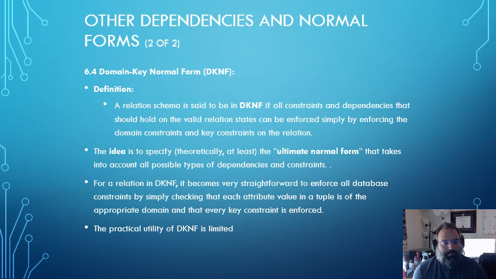Domain-key normal form, definition. A relation schema is said to be in DKNF if all constraints and dependencies that should hold on the valid relation states can be enforced simply by enforcing the domain constraints and key constraints for the relation. The idea is to specify, theoretically at least, the ultimate normal form that takes into account all possible types of dependencies and constraints. For a relation in DKNF, it becomes very straightforward to enforce all database constraints by simply checking that each attribute value in a tuple is of the appropriate domain and that every key constraint is enforced. The practical utility of DKNF is limited.